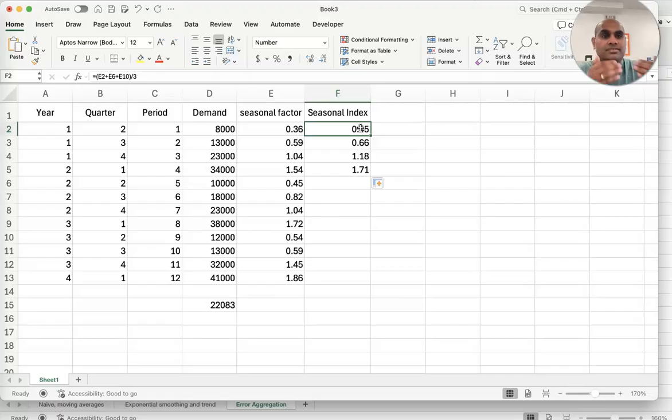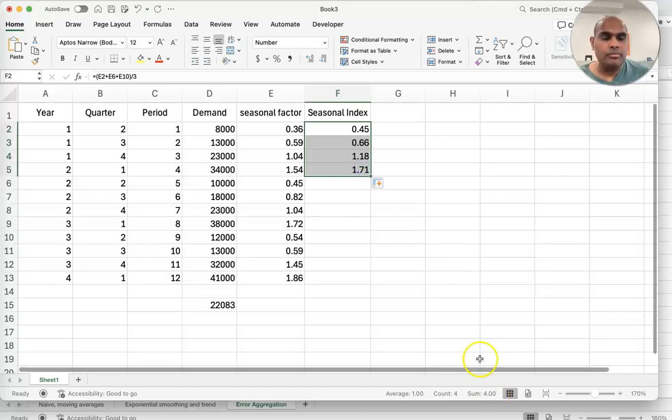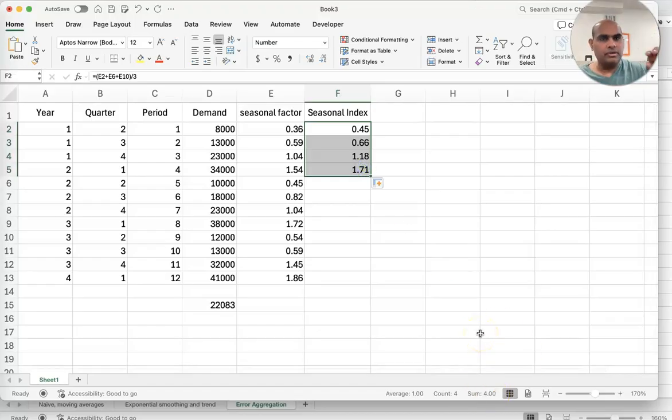Instead, what I'm saying is that in Q2, I'm only going to sell 45% of the average demand for the year. In Q3, I'm going to sell 66% of average demand. In Q4, I'm going to sell 1.1, or 118%, of average demand. And in Q1, which is the highest, I'm going to sell 171% of average demand. All of these 4 will add up to 400%, because 100% for each of the four. So it adds up to 4.